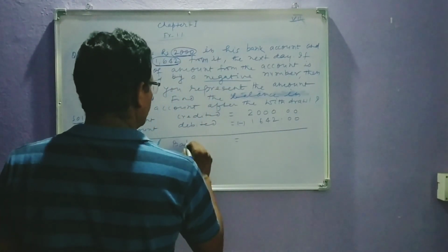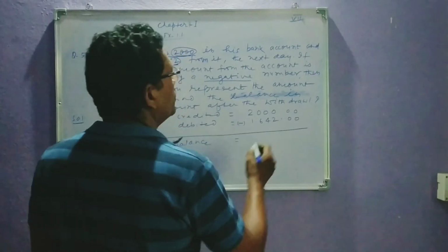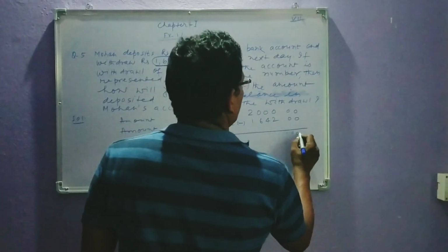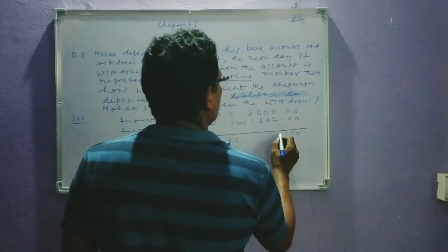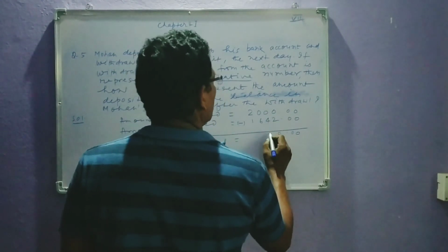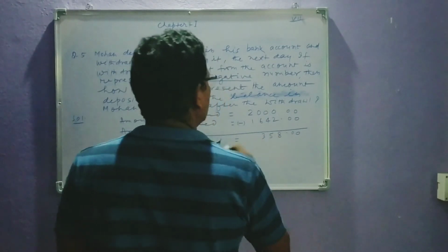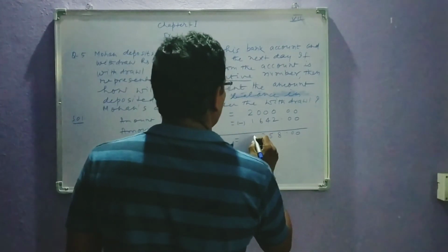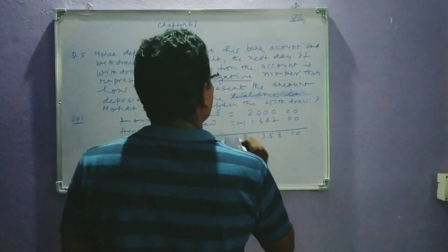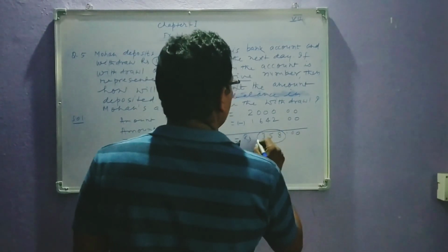Balance. Ten minus 2, 8, 9 minus 4, 5, 9 minus 6, 3, 1 minus 1, 0. So this is 358 rupees.